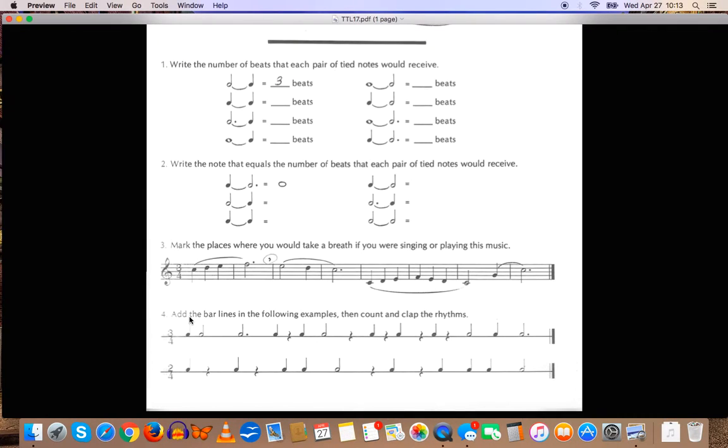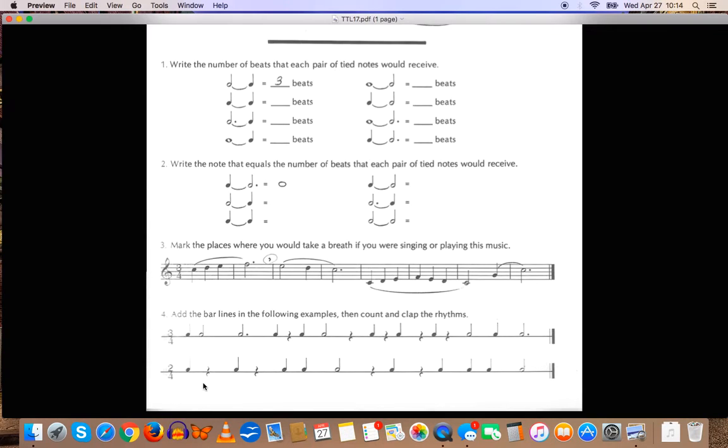Here's a percussion clef. Add the bar lines in the following examples, then count and clap the rhythms. It'd be in your best interest to actually clap them whenever you get a chance in order to get the most out of this exercise. Here we have a 3/4 time signature, so 3 beats, and you're going to draw a bar line. So a quarter plus a half, that's 3 beats, bar line. Here's a dotted half, that's 3 beats, there's another bar line, and so on and so forth.